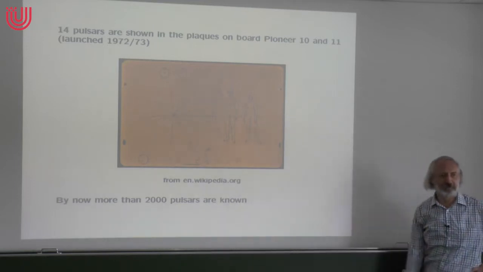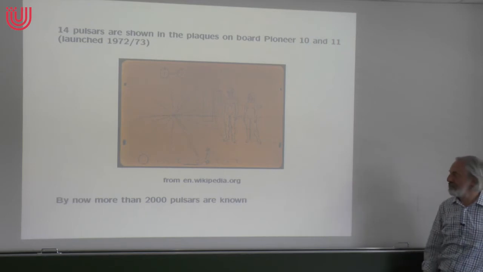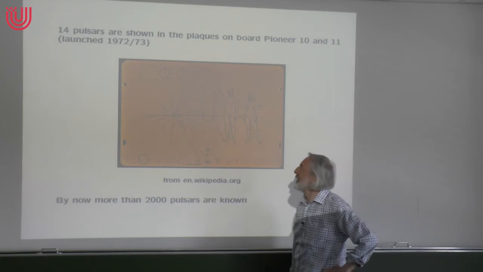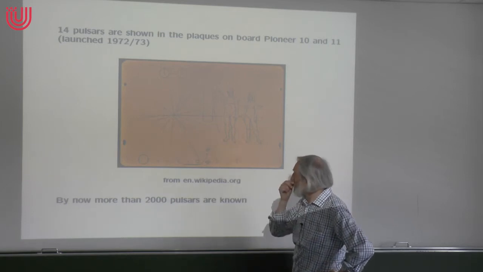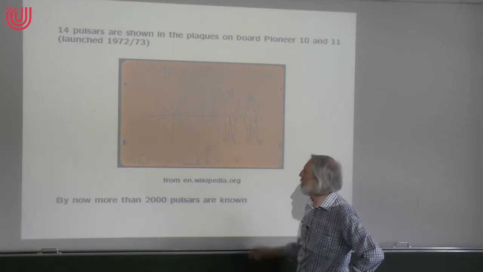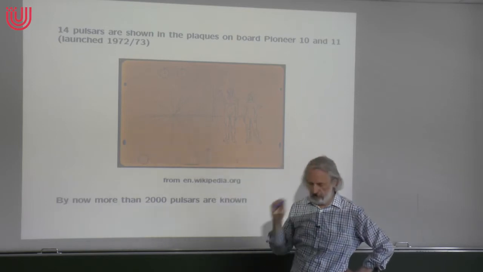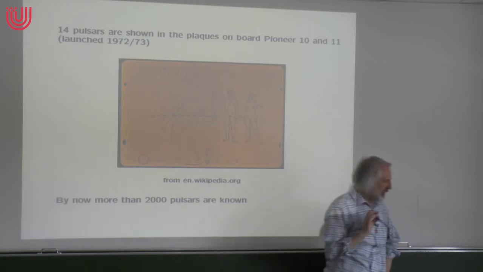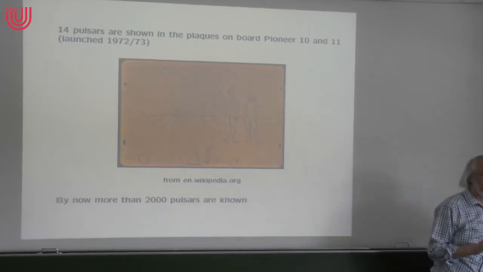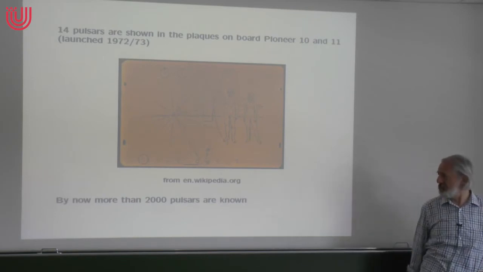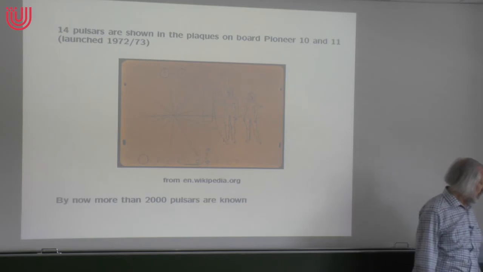So we know a little bit about the universe. That was the idea behind this plaque. Of course, it's very doubtful if we will ever get any response from somebody who found this plaque. But the remarkable thing is that the people who produced this thought that the existence of pulsars and knowledge about the position of pulsars would be a particularly clear indication that we know something about science, about our universe, and so on. Okay, so much for pulsars.